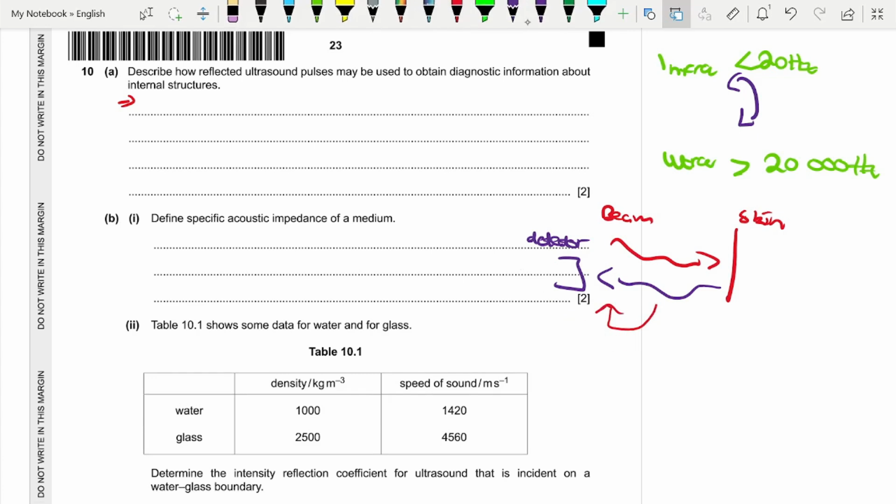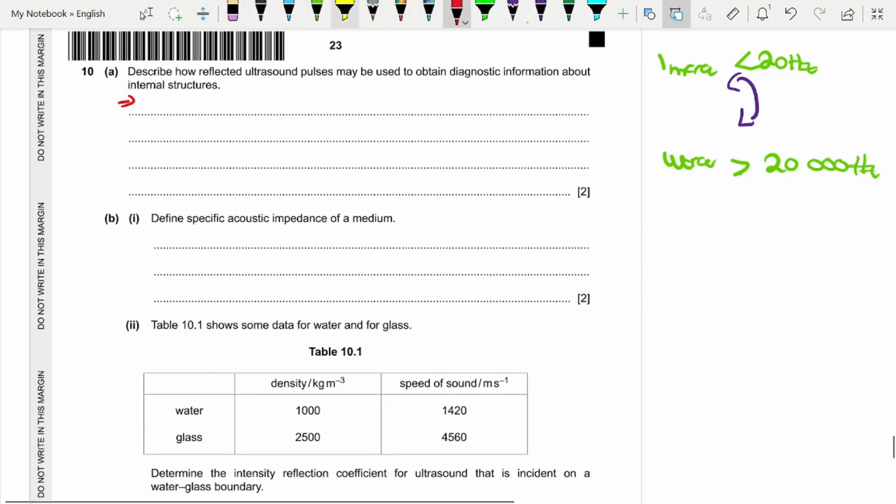Then those waves, when they come back again, get detected by the same transducer, and that same transducer then produces electrical energy. Because of that, I can then deduce diagnostic information about the internal structures that I've obtained. How? The intensity of the pulse that I get.